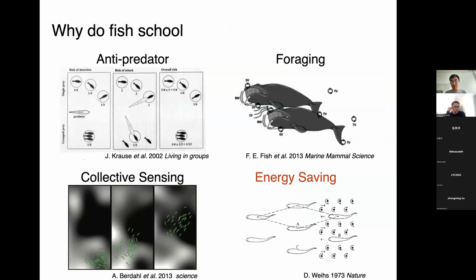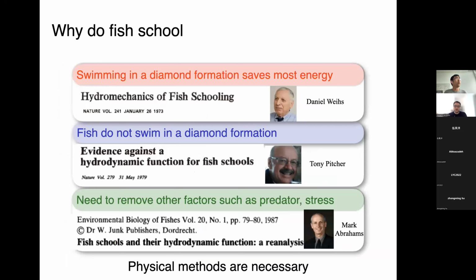And another hypothesis is fish can save energy by swimming in groups, by extracting energy from the vortex shed by the neighbor. Energy saving in fish schools is, well, not a new topic. It goes back to 1973, when Daniel Weihs first proposed that fish swimming in diamond formation can save maximum energy. Well, he proposed this hypothesis purely based on mathematical modeling.